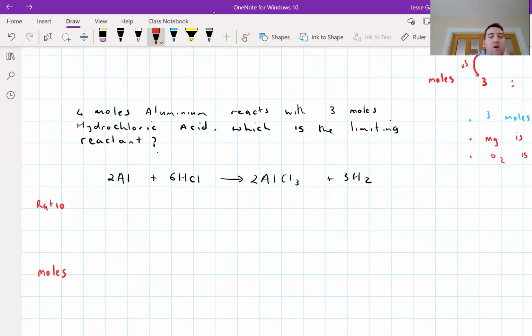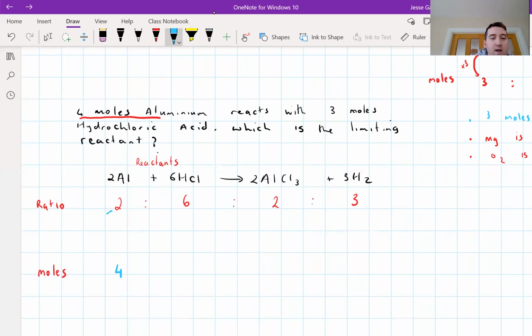All right, so the first thing you want to do is have a look at the ratio. It's 2 is to 6 is to 2 is to 3. And we're dealing with the reactants here. So we want to know the molar ratio of the reactants, which is 2 Al to 6 HCl. Now, I'm just going to start with this one because it's simplest, maybe. We've got 4 moles of aluminium at the start. So here I'm going to find out for 4 moles of aluminium, how much HCl would I need?